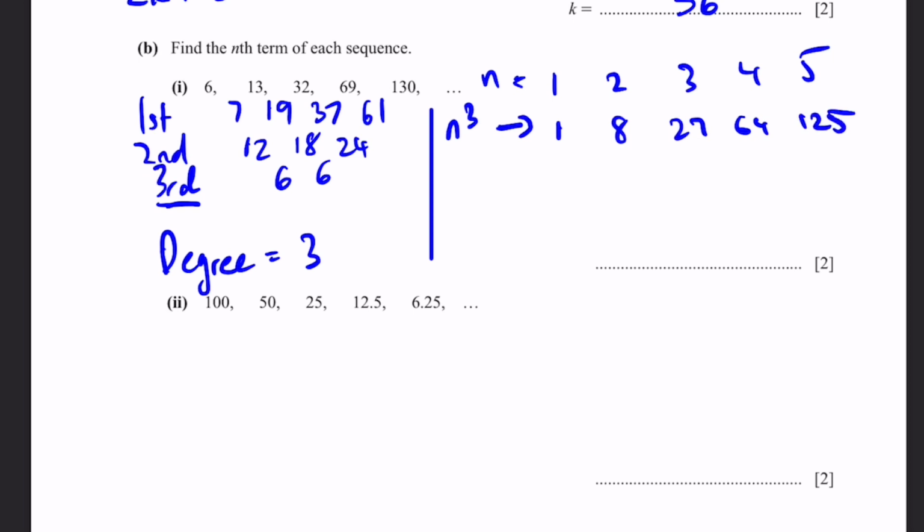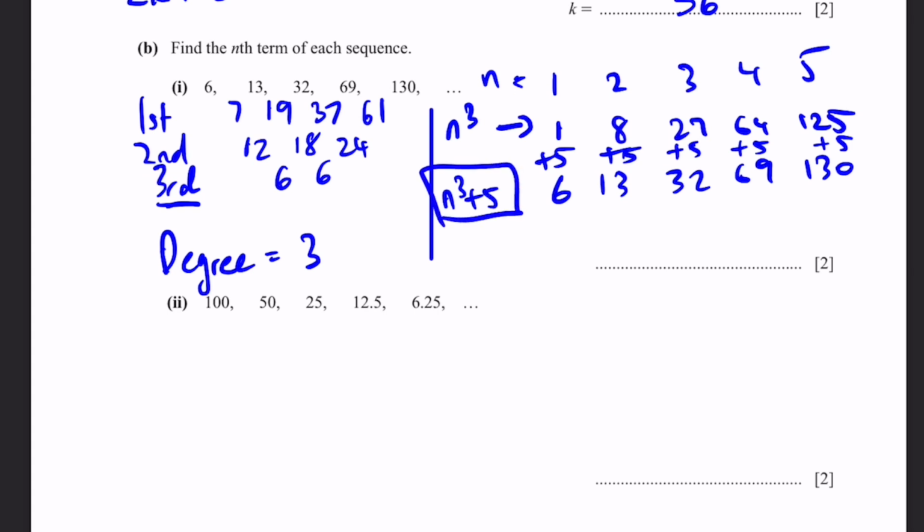And now the one we have right here is 6, 13, 32, 69, 130. If you realize, we add 5 to n cubed to get our sequence in the question. So our sequence is n cubed plus 5. That's the answer. Part 2: 100, 50, 25, 12.5, 6.25.